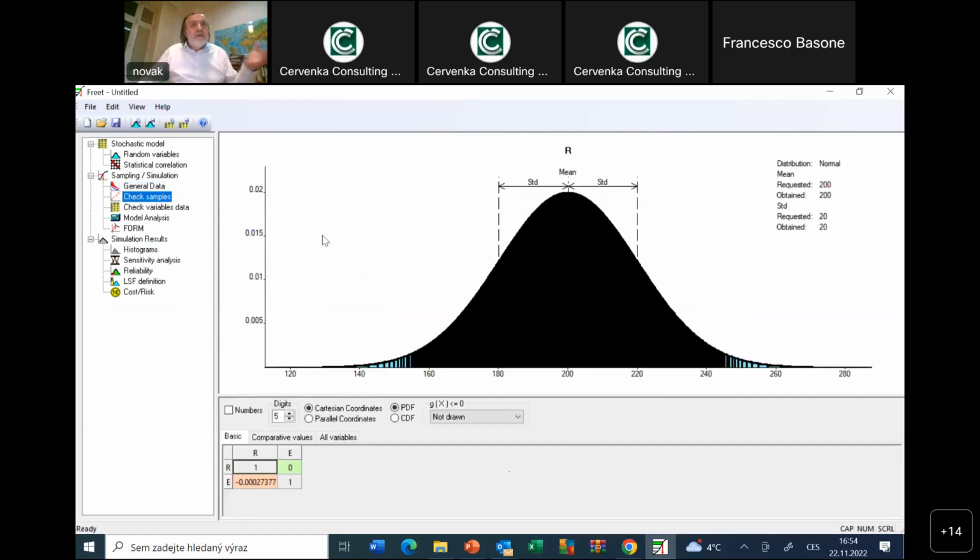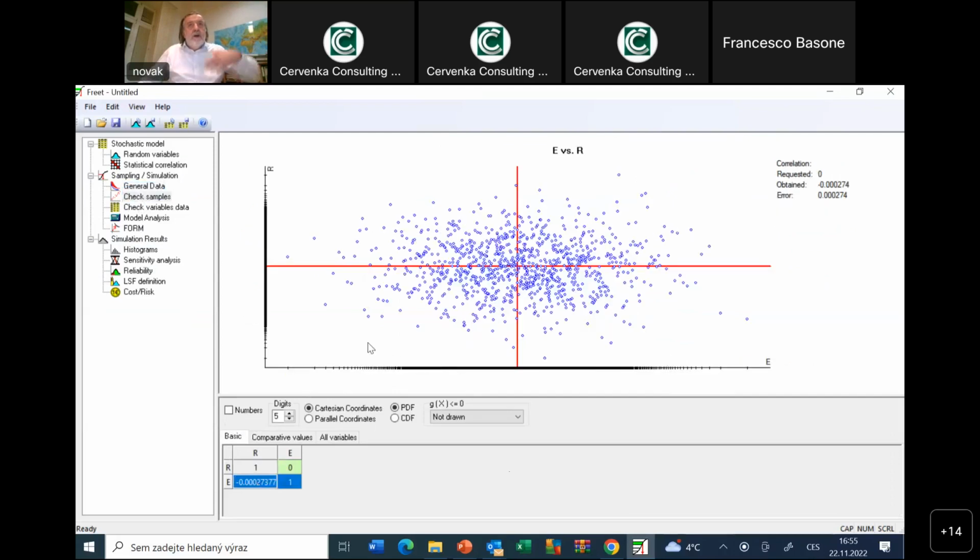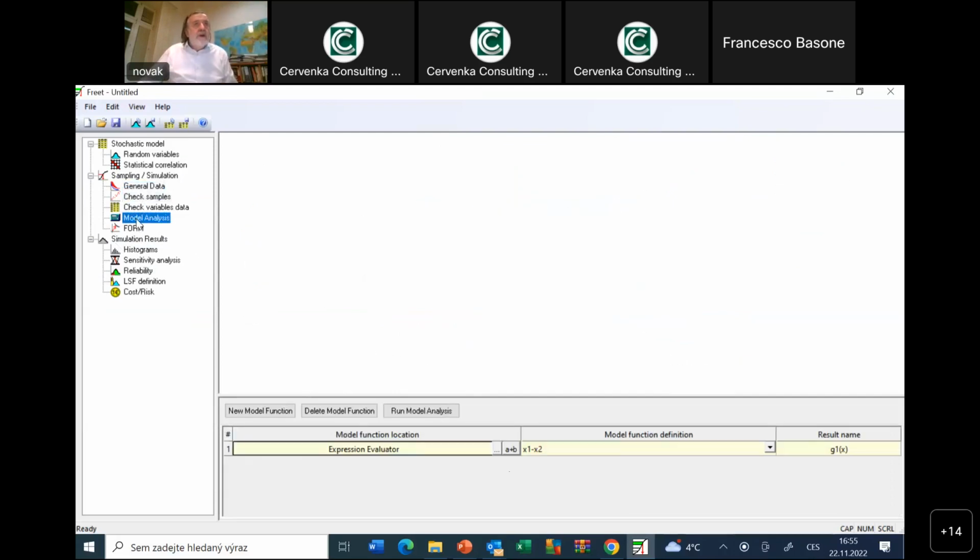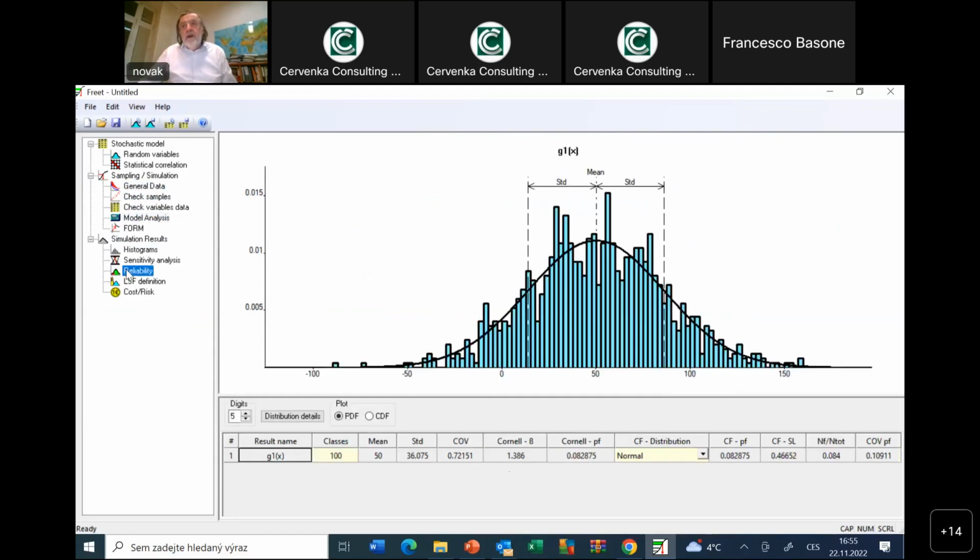Here I have the same setup, so 100 points now. I run model analysis, and it's very quick. And I can click on reliability, and I can see immediately that my frequency estimation is 0.4 to the power of minus 2, right? Which is close here to the Gaussian distribution.